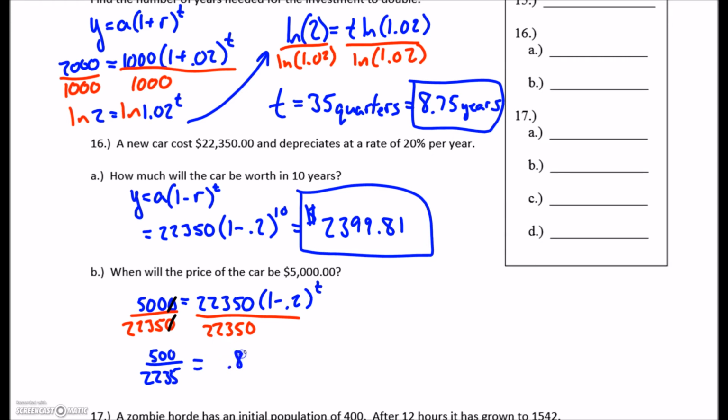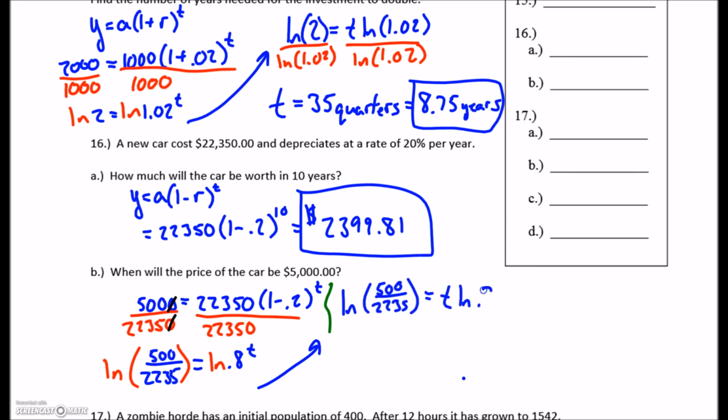Equals, over here I get a 0.8 raised to the t. And now from here, if I want to get that exponent down, I got to take the natural log of each side. And this is why I didn't bother reducing it. I'm going to be punching that logarithm into my calculator when it's all said and done. So I have the natural log of, separate those a little bit, 500 over the 2235 equals t times the natural log of 0.8. And now from here, I just have to divide each side by that logarithm. All right, and then once again, it becomes a job for my calculator. I just have to plug this thing in to see what t is going to equal.